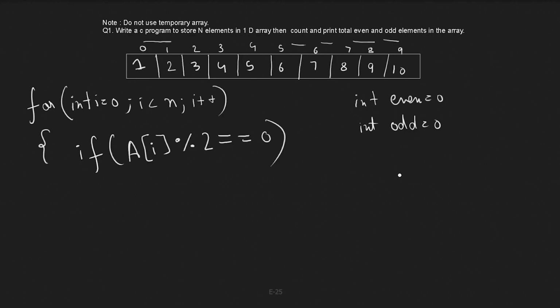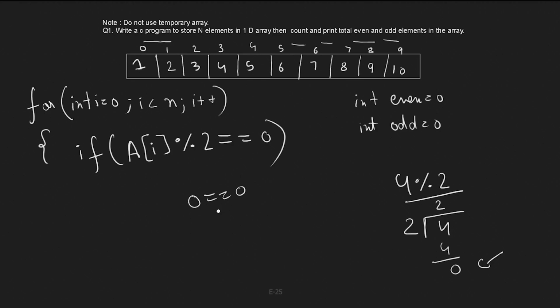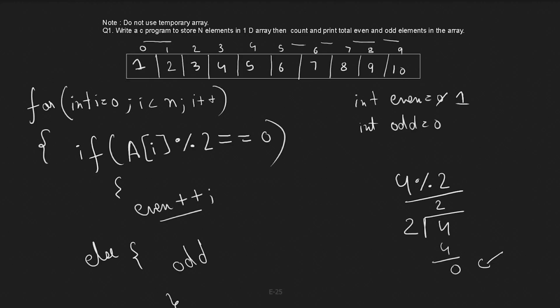In case you are not familiar with the modulus operator, it's a binary operator that gives us the remainder of a division operation. For example, 4 modulus 2 gives 0 because 4 divided by 2 is 2 with a remainder of 0. In the following if statement, if a[i] was 4, then 4 modulus 2 would return 0, and 0 would be equal to 0. This statement being true will increment even by 1, and if the statement is false, it will increment odd by 1.